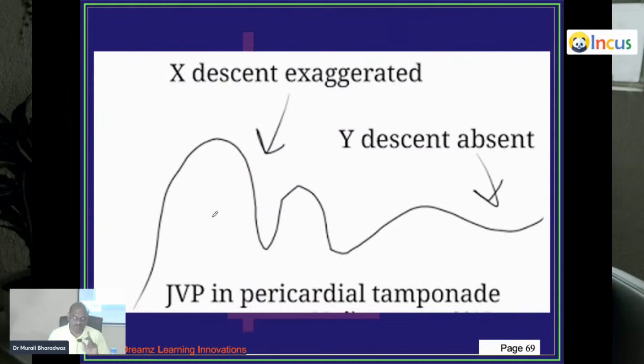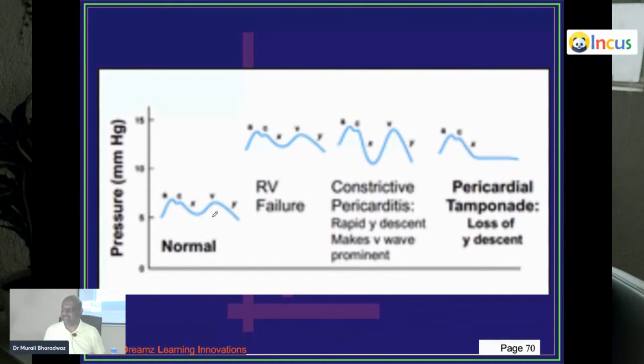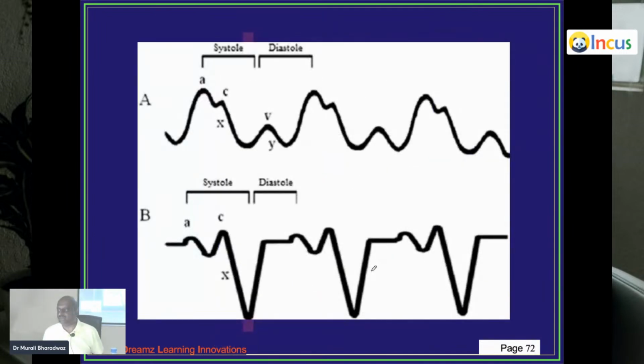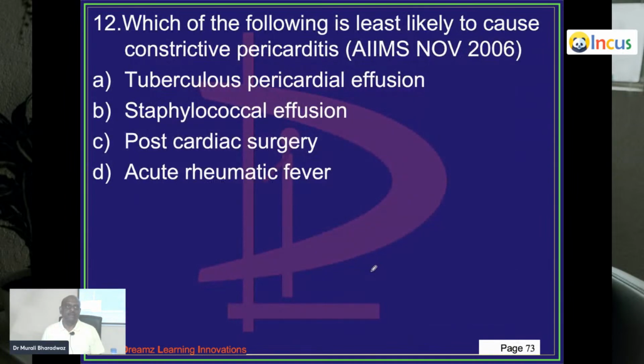That is cardiac tamponade. X descent exaggerated, Y descent also exaggerated, that is constrictive pericarditis. Agreed? So you can see here, tamponade. What happened to the X descent? Prominent, Y descent absent. Here, constrictive pericarditis, X descent steep, Y descent also steep. Is called constrictive pericarditis. Right?